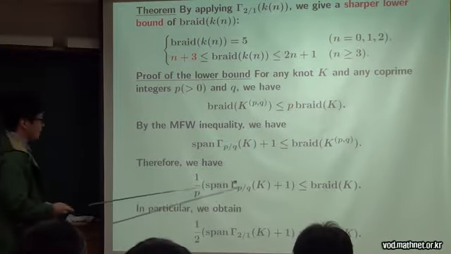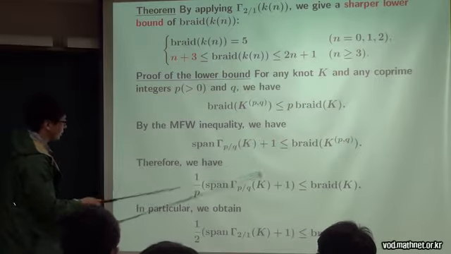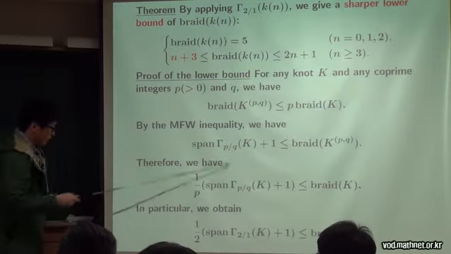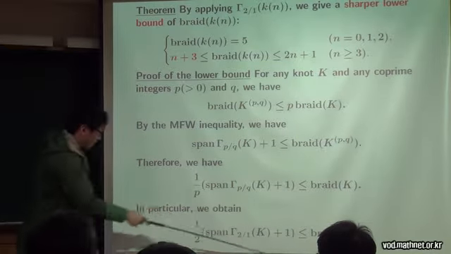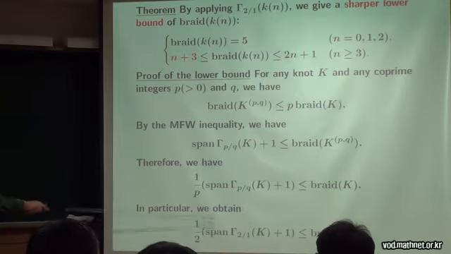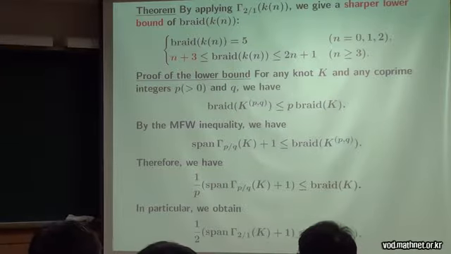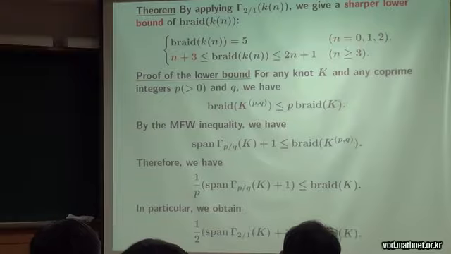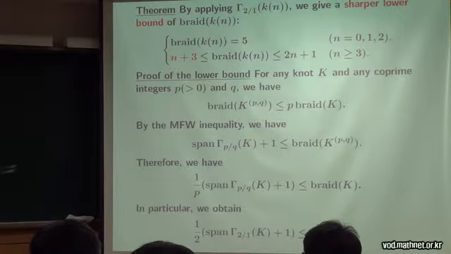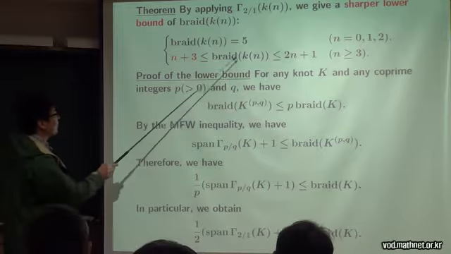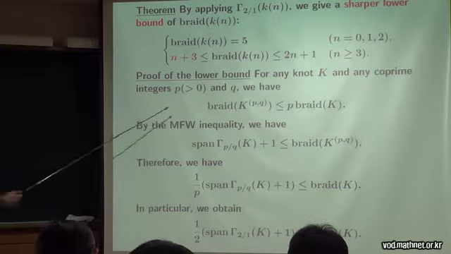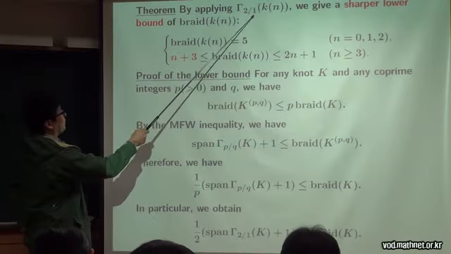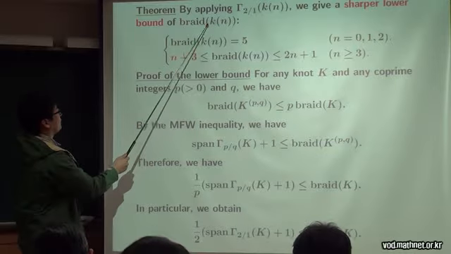So by using this and this, we obtain this inequality. In particular, we obtain this inequality. So we apply this inequality, we obtain this lower bound. In this talk, I omit the upper bound. But anyway, by applying the gamma 2 polynomial, we give a sharper lower bound of the braid index of Kanenobu knots.